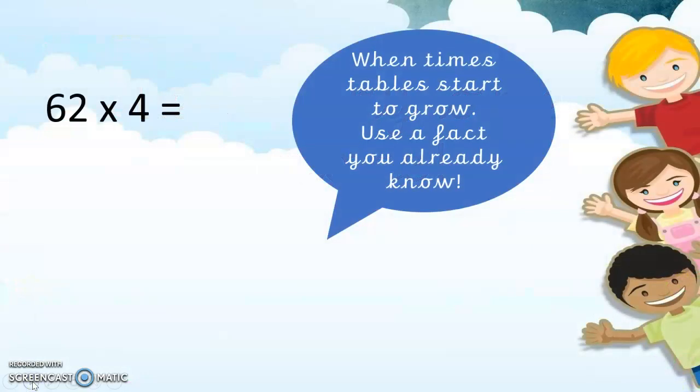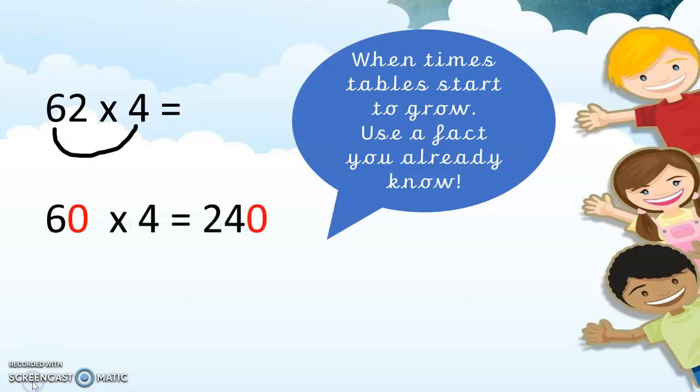62 times 4. Can you spot the fact we can use? That's right. We can use 6 times 4 is 24. But I don't want 6 times 4. I want 60 times 4. So add the zero. Well done. 60 times 4 is 240.